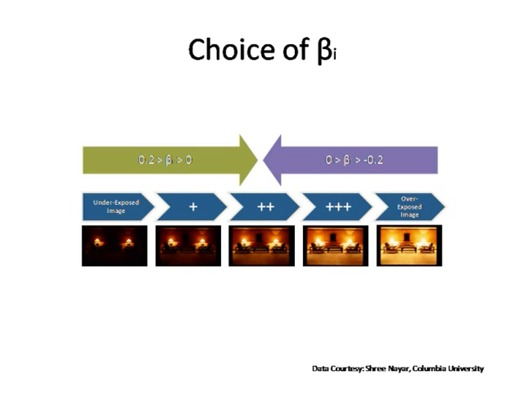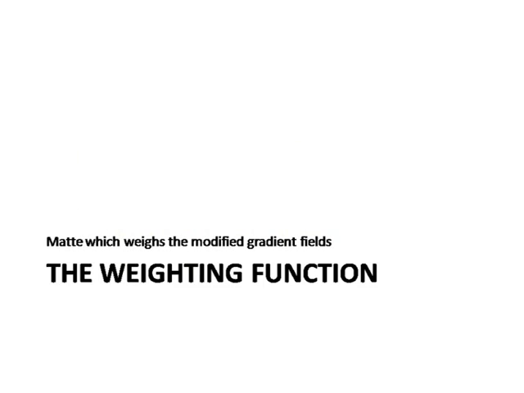This operation can be better explained using this diagram. A value of beta less than 0 darkens the image and a value of beta greater than 0 brightens the image. We use negative beta values for the overexposed images and positive values for the underexposed images, as shown in this figure. Now we shall see the design of the weighting function to composite the modified gradient fields.